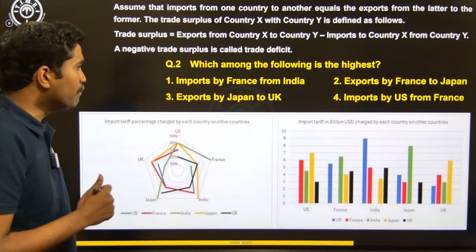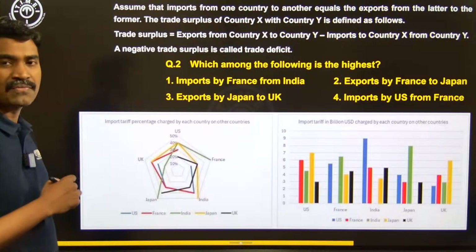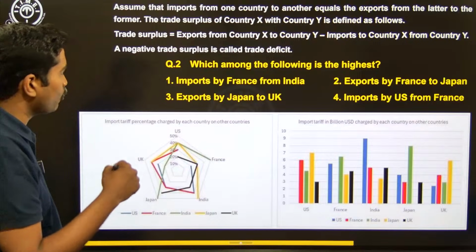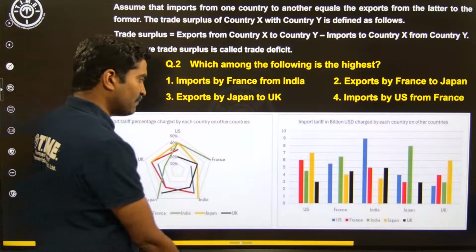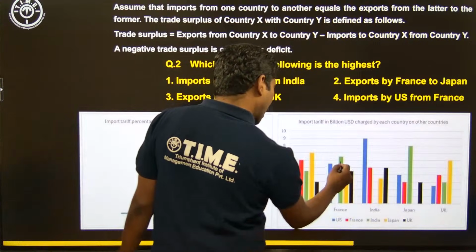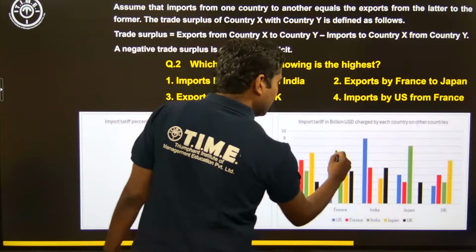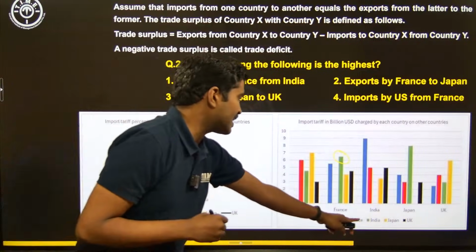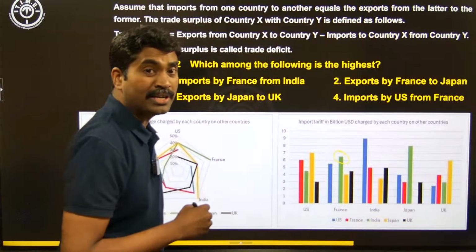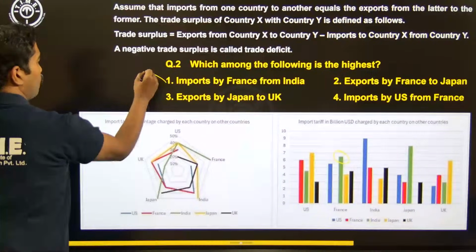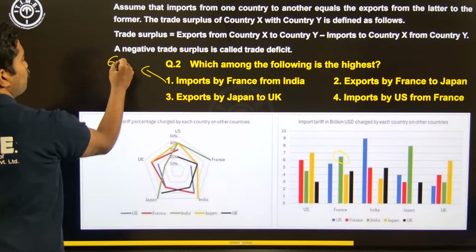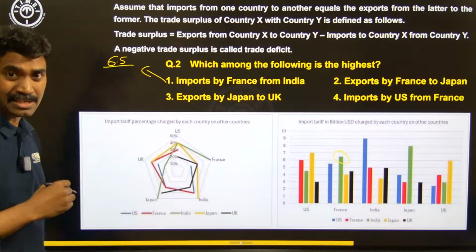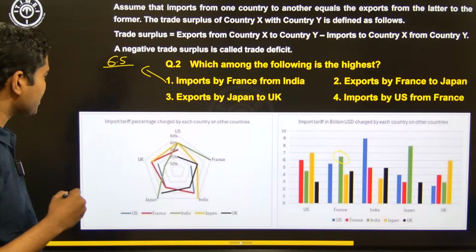Option 1, imports by France from India. Check France, India. How much is France collecting from India as import tariff? Check France, India is the olive green, $6.5 billion, correct? So what is the actual value? 6.5 divided by the percentage. Now what is the percentage?